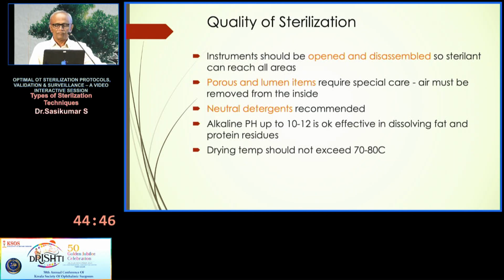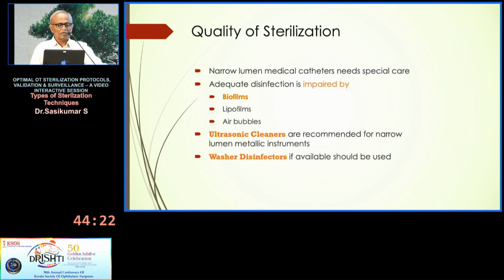Quality of sterilization: air is the most important obstacle for steam penetration. So you will have to remove the air from the autoclave. And instrument packs must be suitably arranged to ensure effective steam penetration. All hinged instruments should be opened and disassembled. Porous and lumen instruments require special care, and neutral detergents should be used while cleaning.